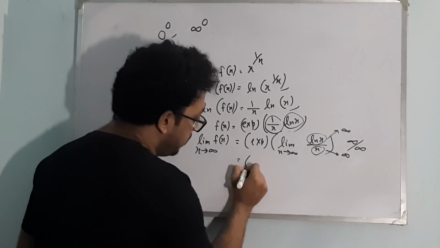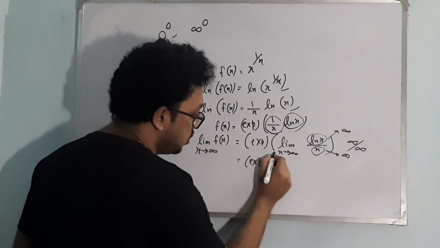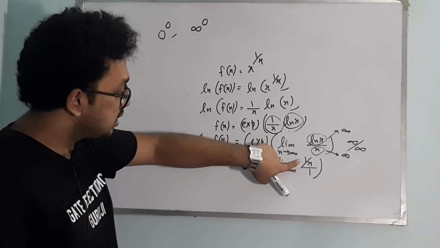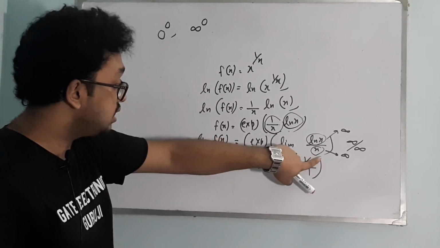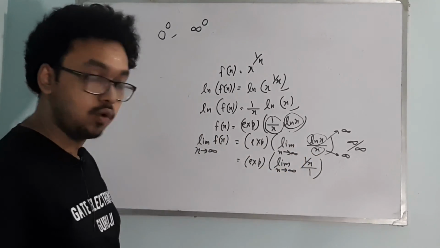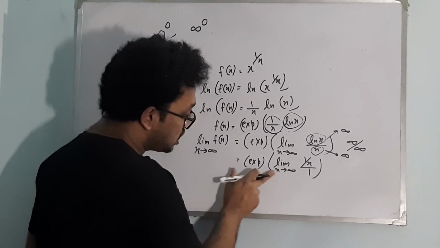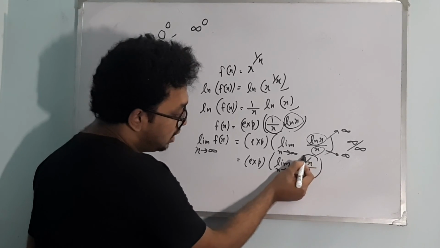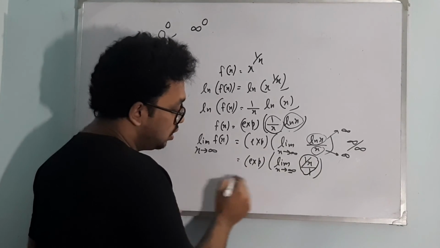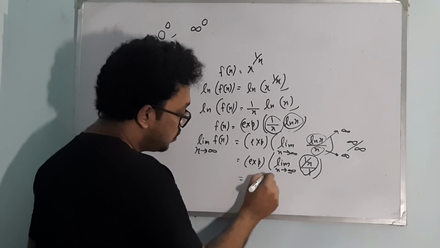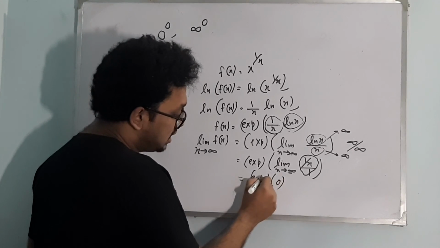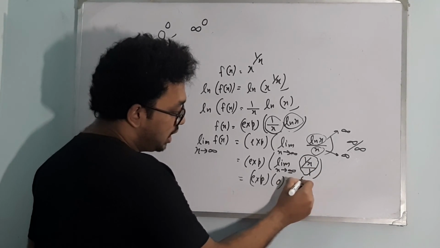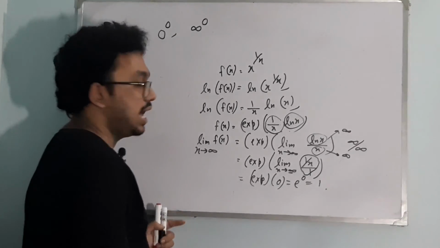Whenever we have an infinity by infinity form, we use the L'Hospital rule. So if I differentiate the numerator with respect to x, I will have 1 by x, and if I differentiate the denominator with respect to x, I will have 1. So what I have is exponential limit x tends to infinity 1 by x. Now see, when x is tending to infinity, this 1 by x will tend towards 0. So we have exponential 0, which is nothing but e to the power 0, which is equal to 1. So the answer is 1 here.